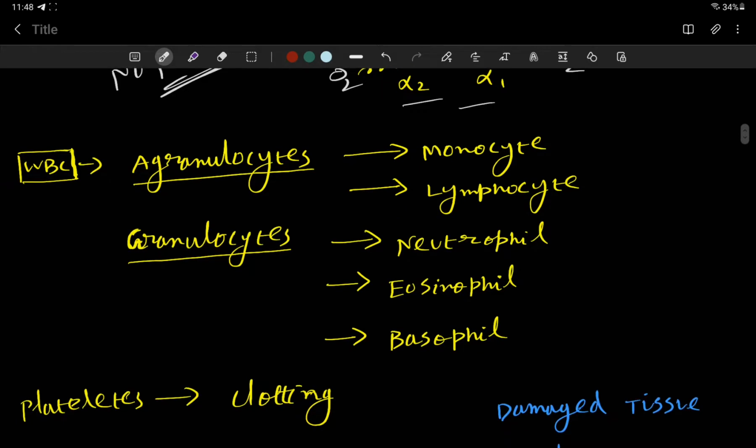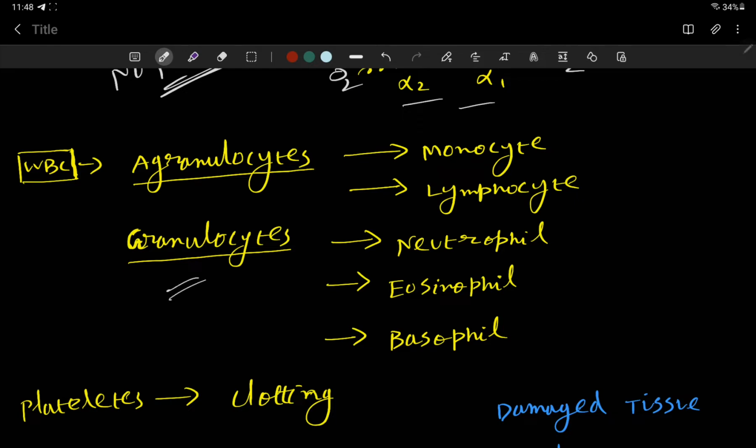Next, there is WBC. It acts like a protective wall in the body. There are generally 2 kinds of WBCs: granulocyte and agranulocyte. What is the basic difference between these two? A granulocyte has granules in its cytoplasm, and an agranulocyte does not have any kind of granules in its cytoplasm.